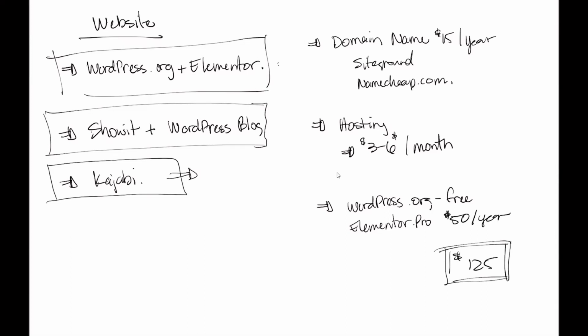If you were on Showit, I believe Showit is about somewhere in the ballpark of about $50 a month, I think, for their middle plan. And then Kajabi is somewhere around the $200 to $400 a month cost in terms of being able to set everything up on their platform. So we are winning, right? When it comes to the basic setup of our domain name, our hosting, and getting WordPress and Elementor, we are winning in terms of an overall cost perspective.